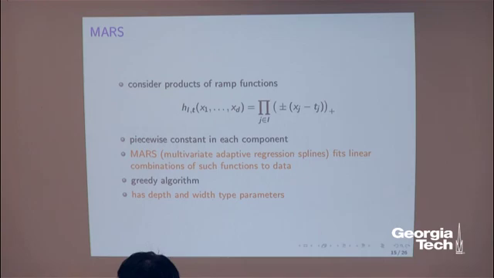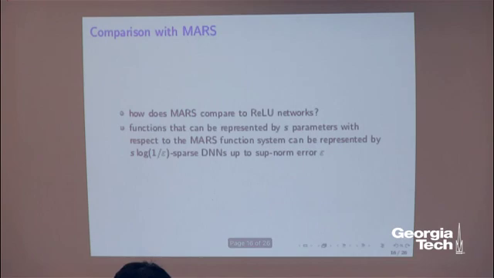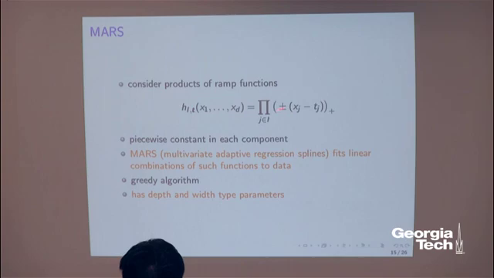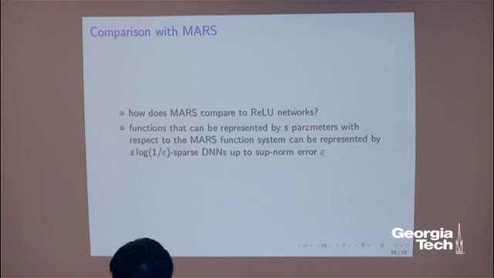Because we cannot really evaluate the statistical risk of MARS, we can essentially only analyze the underlying function spaces. So you can look at the function spaces generated by MARS functions, compare them to the function spaces generated by deep neural networks, and then we can prove something: namely, a function that can be represented by S parameters with respect to the MARS function system, which is generated by multiplying these piecewise linear, these ReLU functions, if you like. Suppose you can represent a function with S parameters in this MARS function system, then you can show that with a deep neural network you can represent the same function up to a supnorm error epsilon, and for that you need S times log 1 over epsilon many parameters.